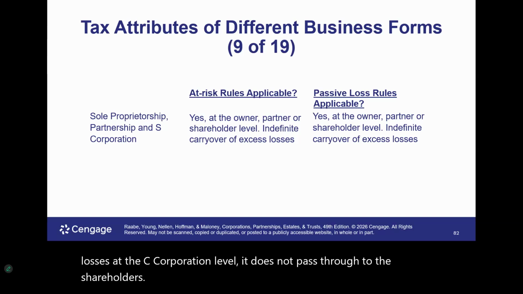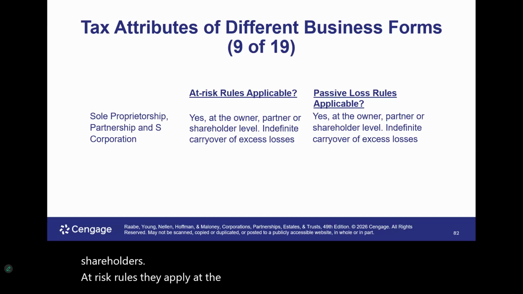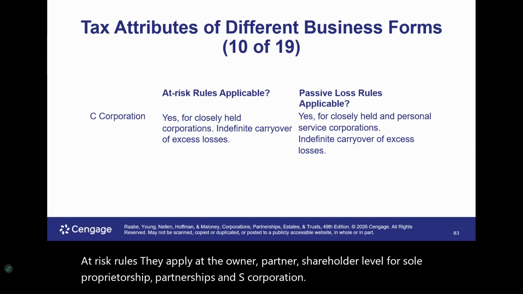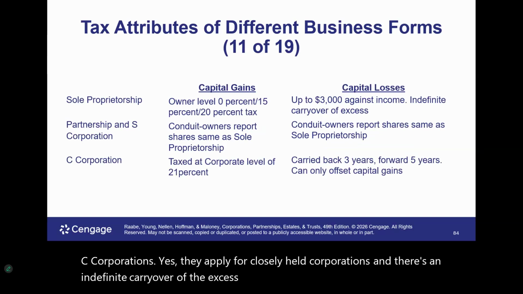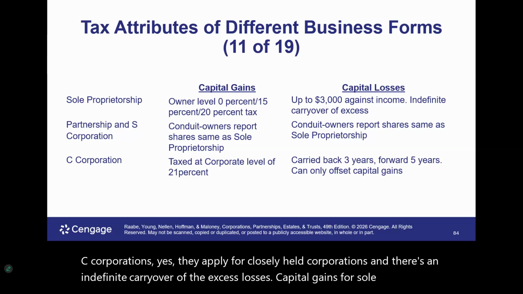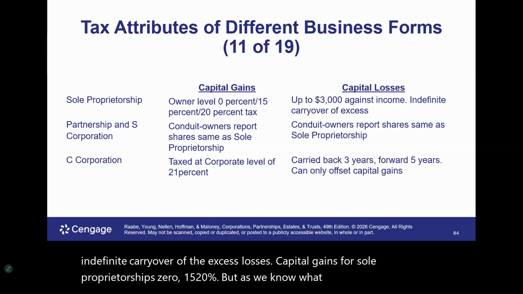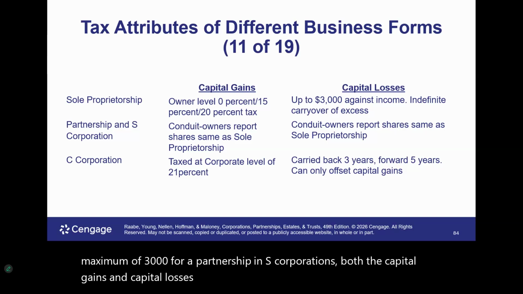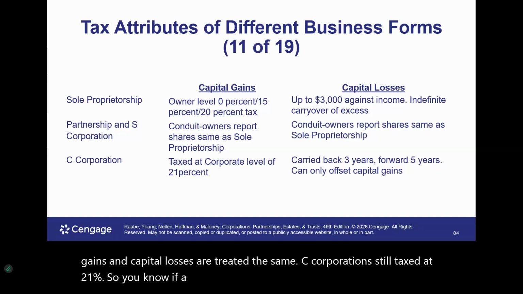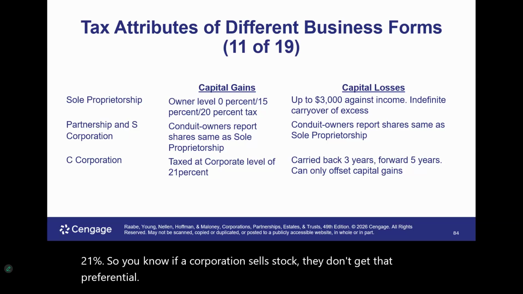At-risk rules apply at the owner, partner, and shareholder level for sole proprietorships, partnerships, and S corporations. C corporations, yes, they apply for closely held corporations, and there's an indefinite carryover of the excess losses. Capital gains for sole proprietorships are 0, 15, 20%. But as we know with capital losses, it's a maximum of 3,000. For a partnership and S corporations, both the capital gains and capital losses are treated the same. C corporations are still taxed at 21%. So if a corporation sells stock, they don't get that preferential 0, 15, 20, still taxed at 21%.